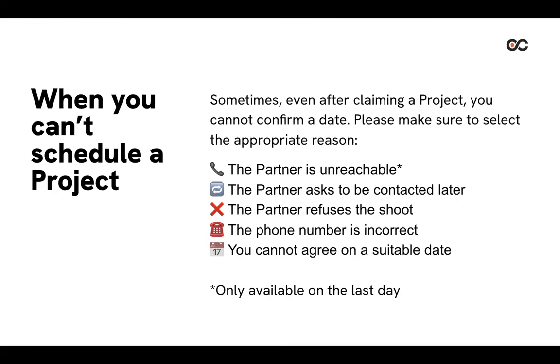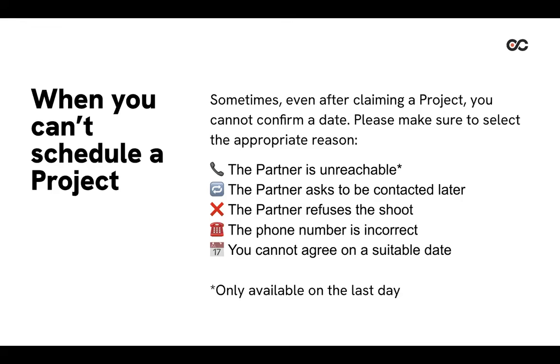The other one is that the partner might ask to be contacted later. This is important for a couple of reasons. If they ask to be contacted, let's say, more than 2 weeks later, then that will send that project over to support. But if it's within a couple of days, then you are still able to do that. The other one might be that the partner refuses to shoot.